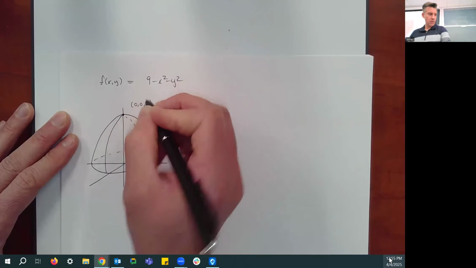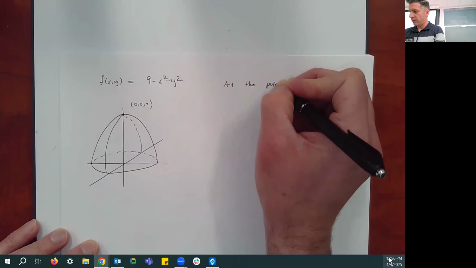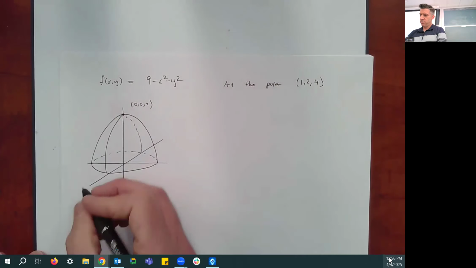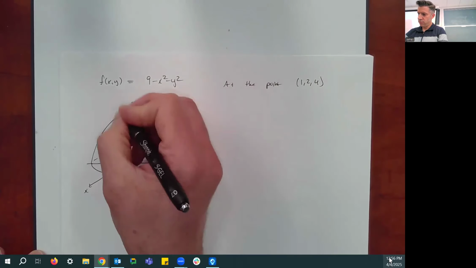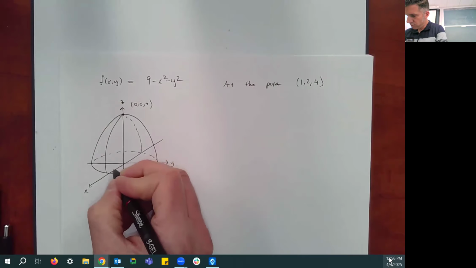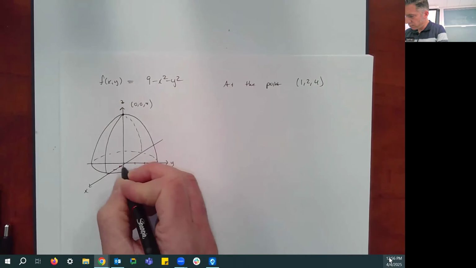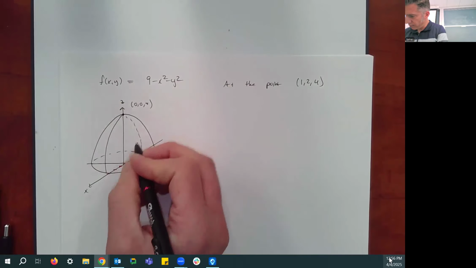We want to look at the point on the surface (1, 2, 4). So we're going to go 1 in the x direction, 2 in the y direction, and then 4 in the z direction. About right there.